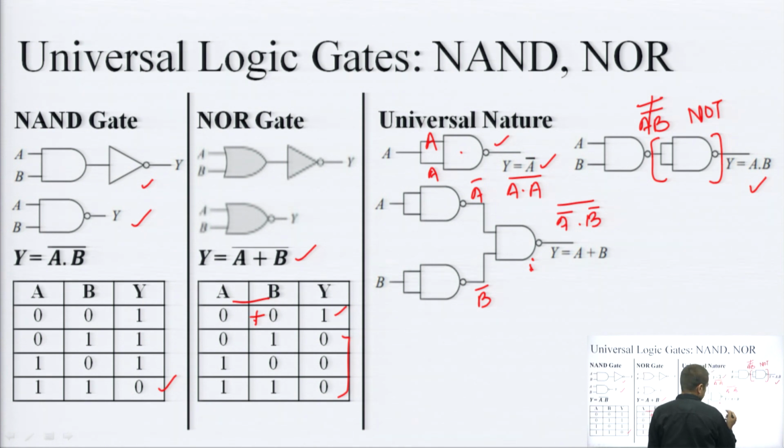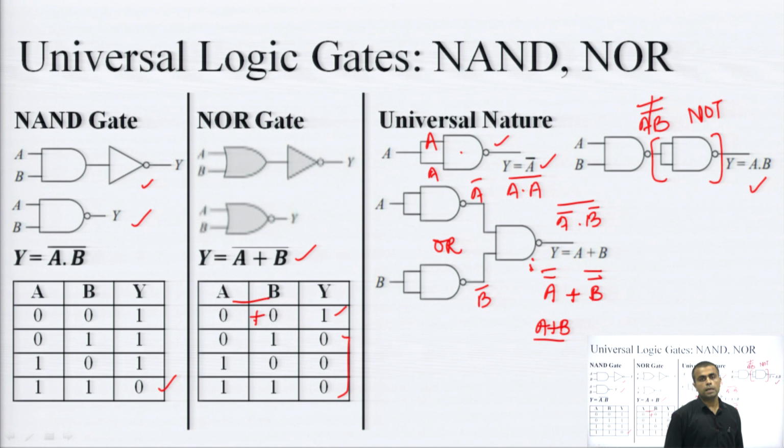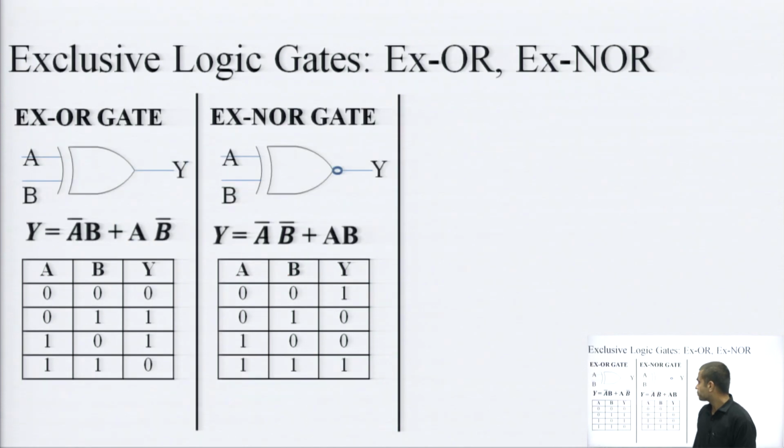So, applying De Morgan's theorem, we will get A double complement, this dot changes to plus, B double complement. So, these double complements cancel out. Ultimately, it remains A plus B, which is the expression for OR gate. So, this structure can be termed as OR gate. So, this is OR gate using NAND gate. In this way we have proved that NAND gate is universal. Similarly, similar structures can be designed for NOR gate as well.